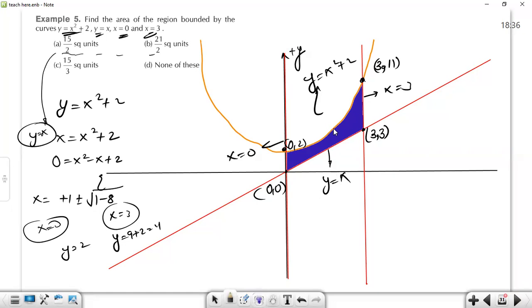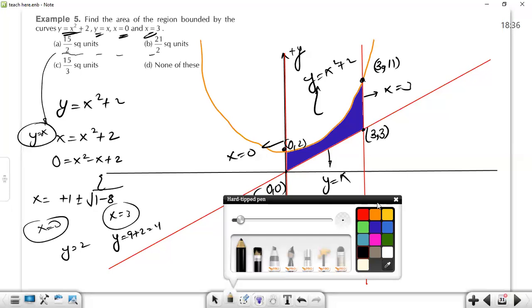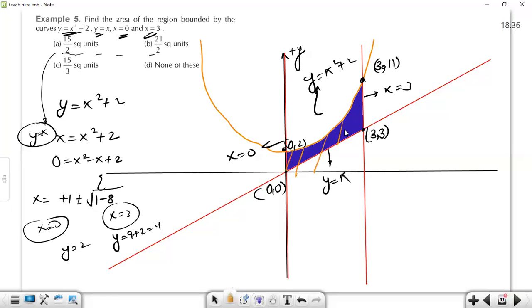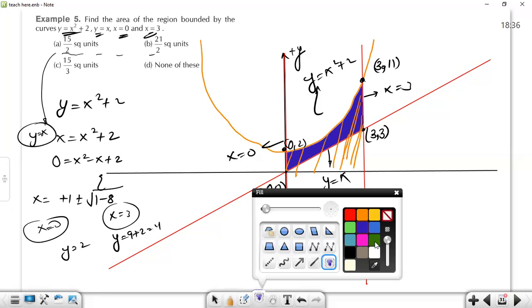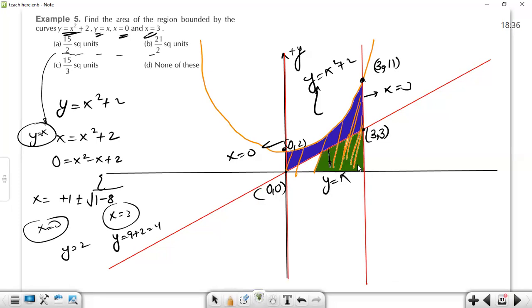So one thing which we can do is, if we have to find this area, we will find the whole area under the curve from here to here. And after calculating this, we will subtract the area of the triangle, this green area. Then we'll have our blue area, which is required.